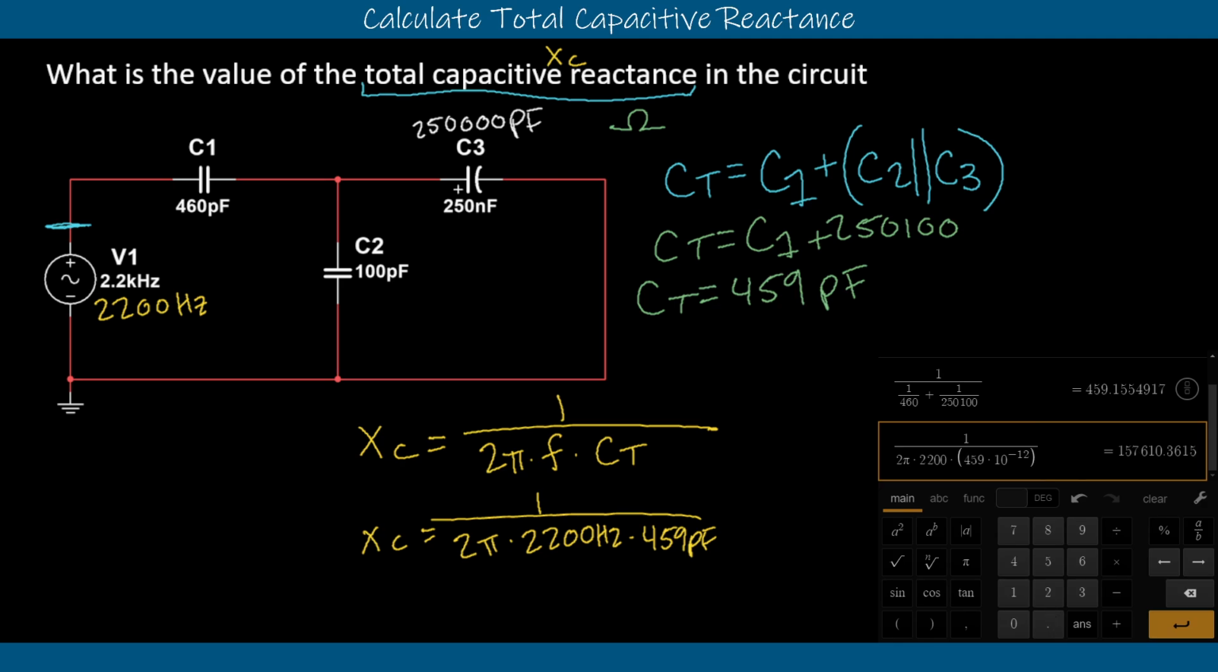So now we have a final answer here of XC is equal to 157,610. And we can move that into notation a little bit here. We can move it up by 3 and say that our XC is now equal to 157.6. We can even round that up there, 158 kiloohms. Right? It's in ohms now, which means we can apply Ohm's law.